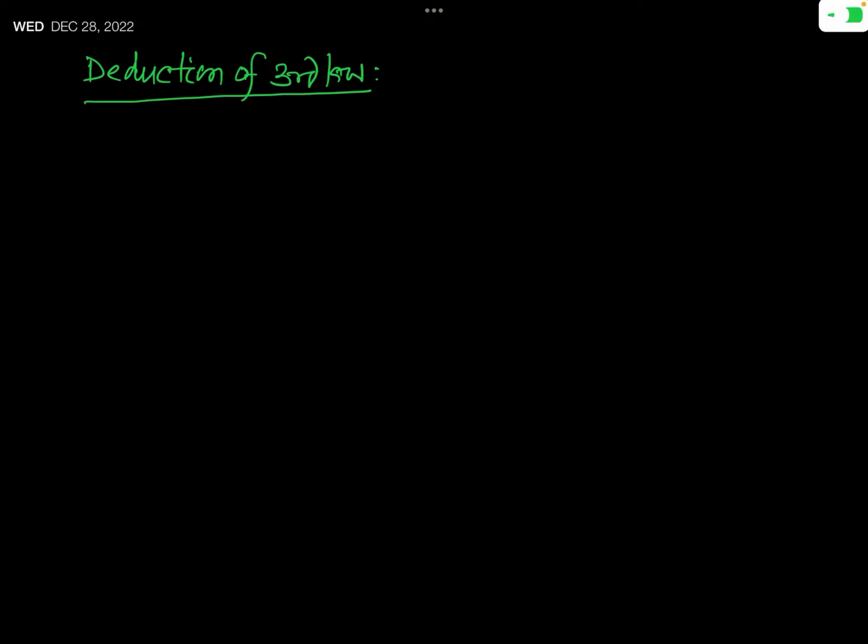Now finally we will derive the third law of planetary motion. So, deduction of the third law. This third law is also called the harmonic law or law of period of revolution. According to this law, T square is proportional to a cube.